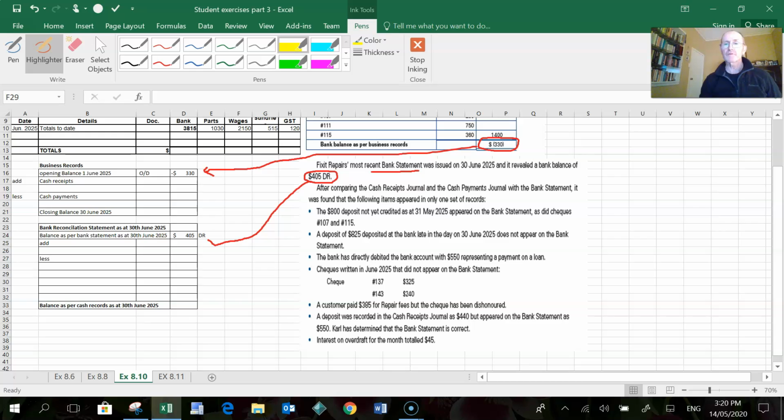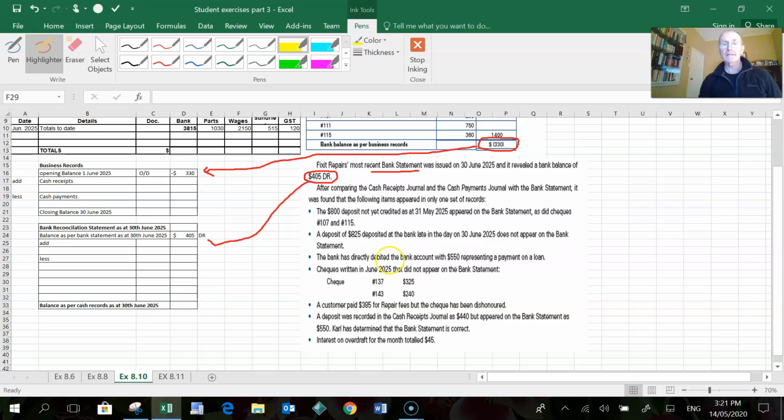So we are the people that write the checks. So clearly we already know about the $800. We already know about those two checks. So that's got nothing to do with our records at this stage. A deposit deposited at the bank late on the 30th of June does not appear on the bank statement. So we clearly know about it because we have recorded and written up the deposit for $825. The bank doesn't know about it. All right, so those first two dot points have nothing to do with our records in terms of items we're missing. We know about all those.